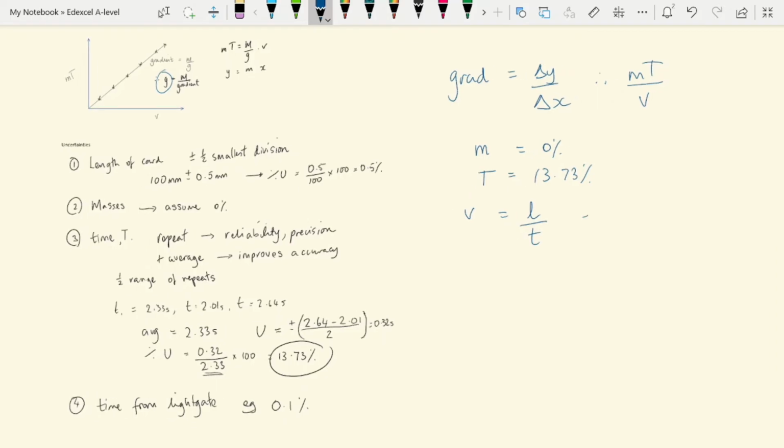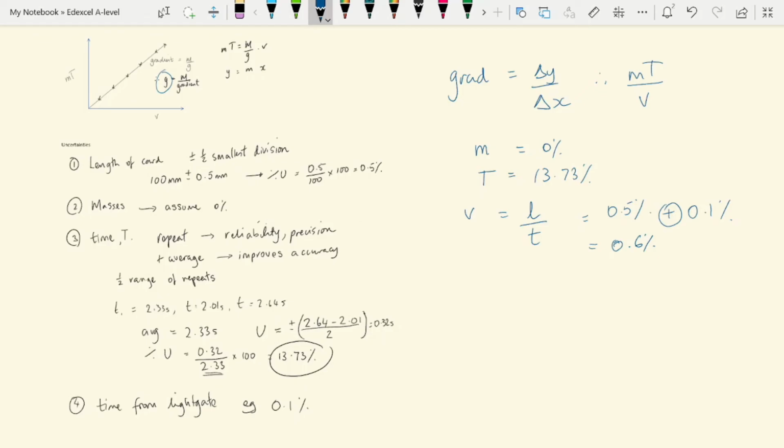And the percentage uncertainty in the length of the card was 0.5%, and the percentage uncertainty from the light gate was 0.1%. And note that if you multiply or divide quantities with uncertainties, you add together their percentages. So that gives us a total then for v of 0.6%. And these are our three quantities that have gone into calculating our gradient.